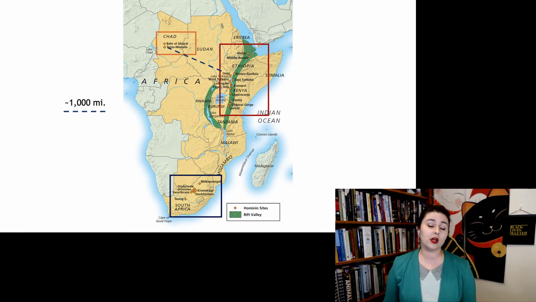Some people want to argue that the species that pop up in Chad are actually different species than the ones in East Africa, even though they are morphologically very similar. Other people want to say that the species just had a really big range, and that is one of the debates happening right now. And also remember, there's an even larger distance between East and South Africa. So that's one of the reasons we do tend to see different lineages happening in East Africa and South Africa.